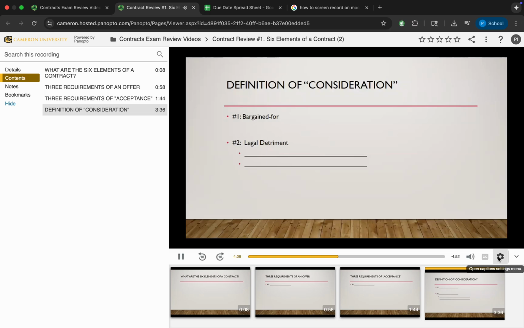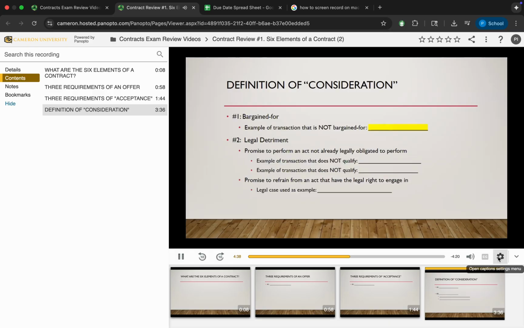There are 2 types of legal detriment. 1 is a promise to perform an act that you are not already legally required to perform. So we can see that this creates a legal detriment because it creates a new legal obligation. Number 2, a promise to refrain from an act that you have the legal right to engage in. Again, this creates a legal detriment because you are eliminating a legal opportunity.